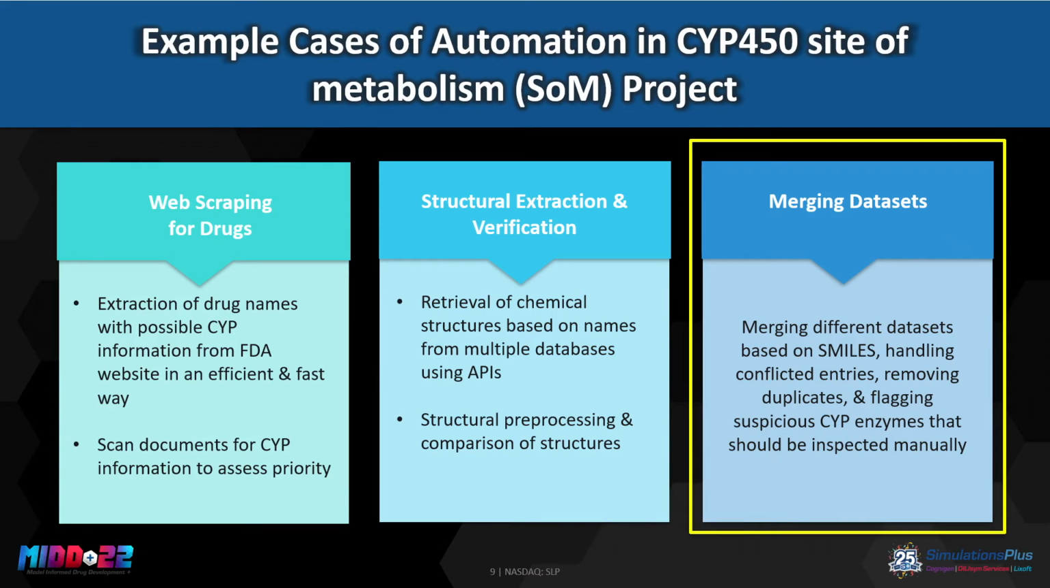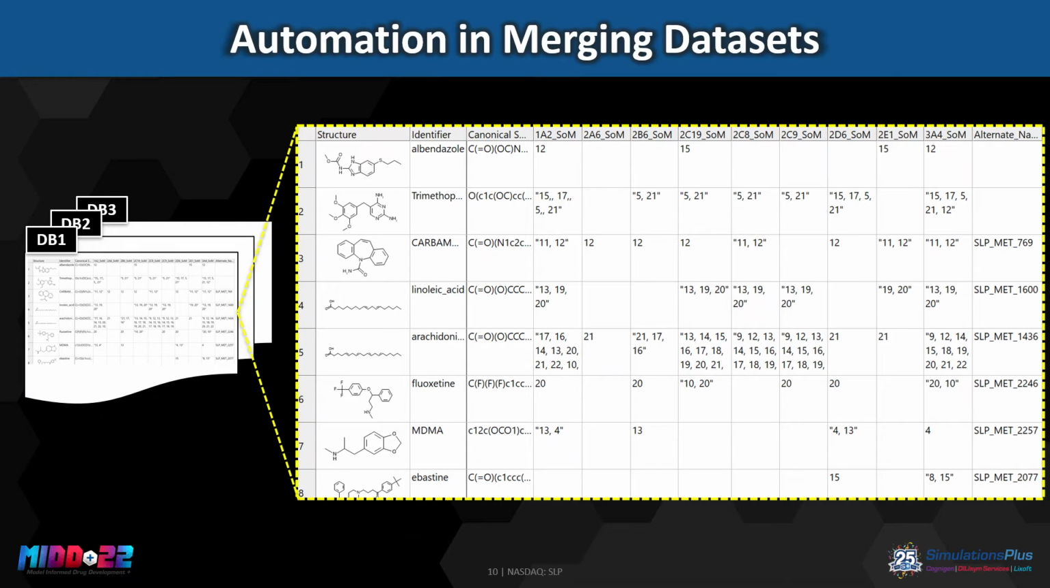The last case I want to show is how we use automation for merging datasets. Of course, each project is different, and the way we want to merge and format data is different as well. This example is specific to our cytometabolism project. Here we have 3 databases. We have already processed them to have similar formats at this point.